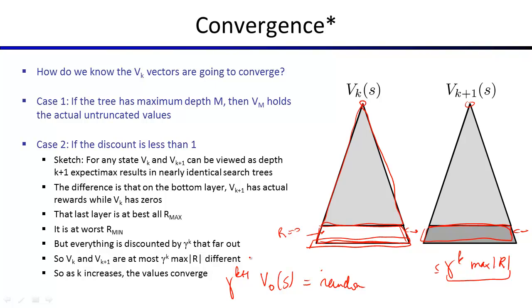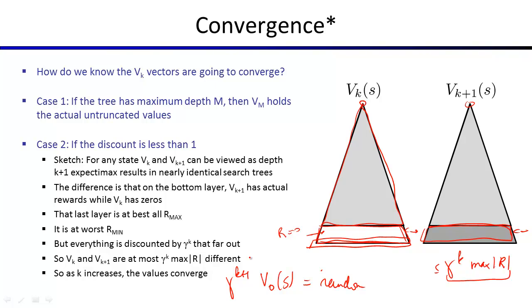As you let k grow larger and larger and larger, the contribution of that initialization will disappear and will go down to 0. So what this shows, this intuition here, what I just said, shows that no matter how you initialize your v0s, if you run value iteration long enough, you will find v star.